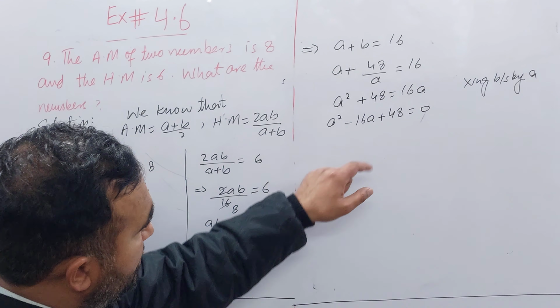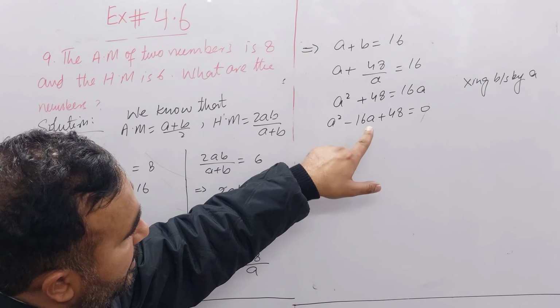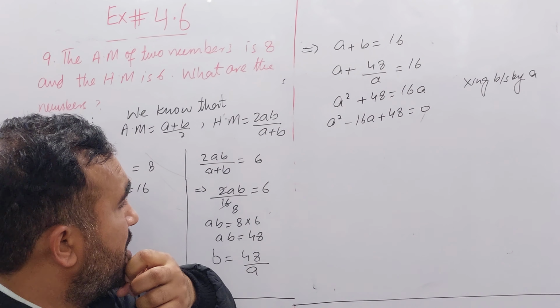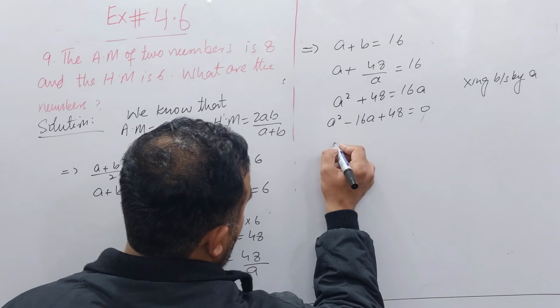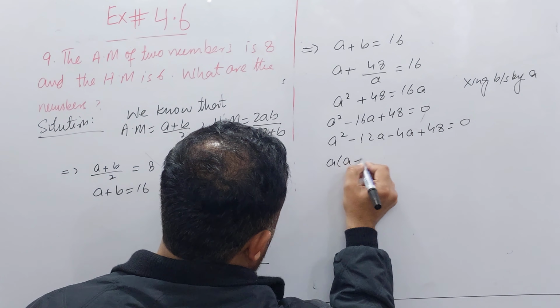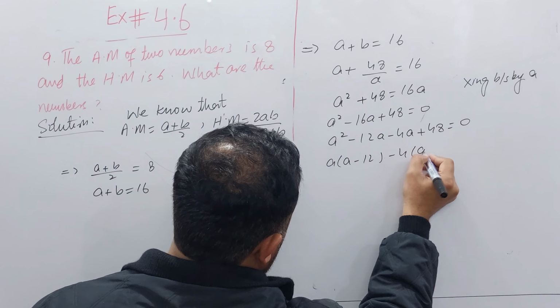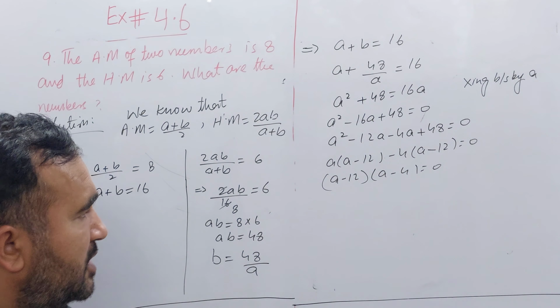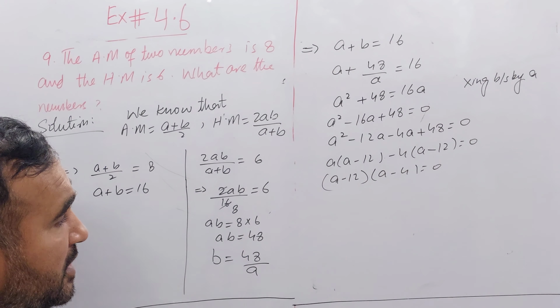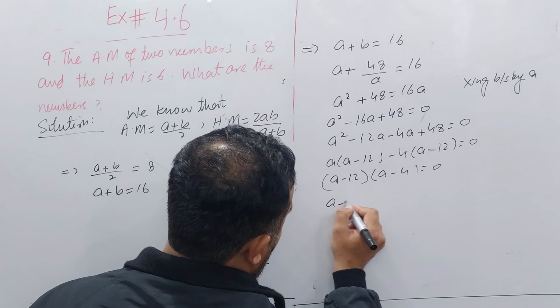Now we have to split this middle term in such a way that the sum is equal to minus 16 and the product is equal to 48 a square. So that will be 12 and 4, I think. Yes, 12 and 4. A square minus 12a minus 4a plus 48 is equal to 0. A is common, a minus 12, minus 4 is common, a minus 12. A minus 12 is again common, so we will have a minus 12 times a minus 4 is equal to 0. If the product of two terms is equal to 0, then one term has to be 0. So either a minus 12 is equal to 0 or a minus 4 is equal to 0.